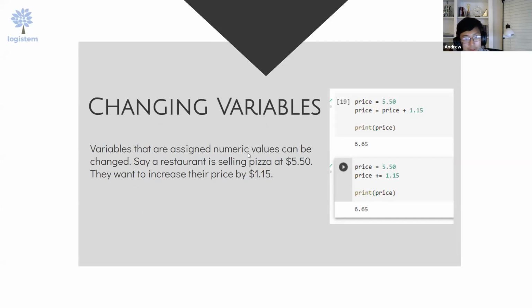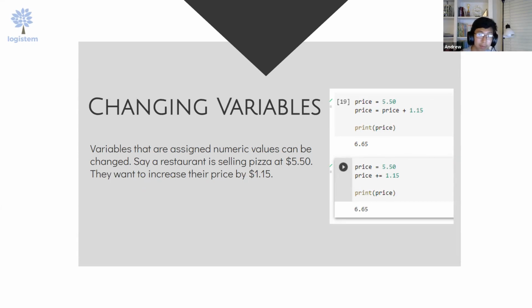And variables that are assigned to numerical values can be changed. Say a restaurant is selling pizza at $5.50. Because of COVID-19, the prices of the pepperoni and the cheese got higher. So now they have to charge $1.15 extra for their pizza. So how do we update price from $5.50 and increase it by $1.15?